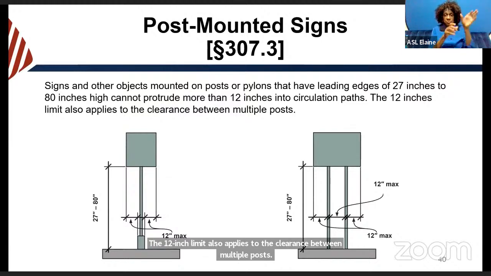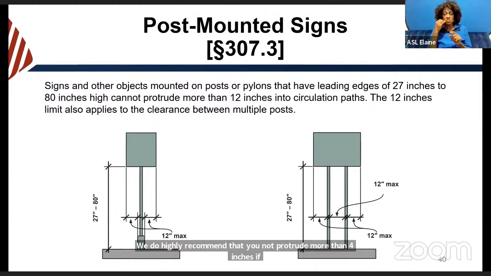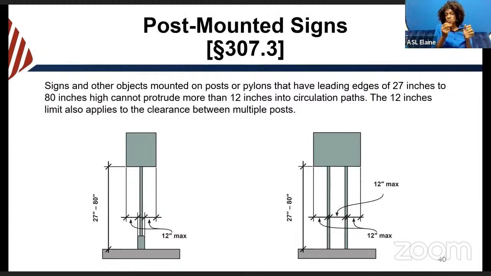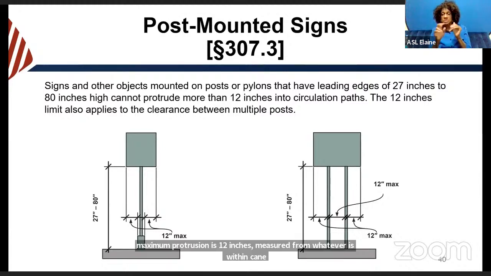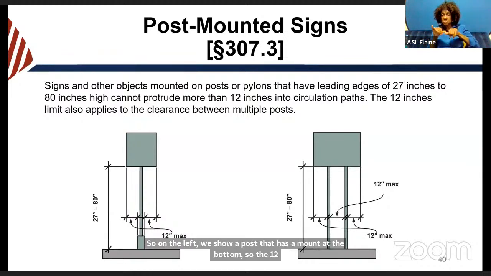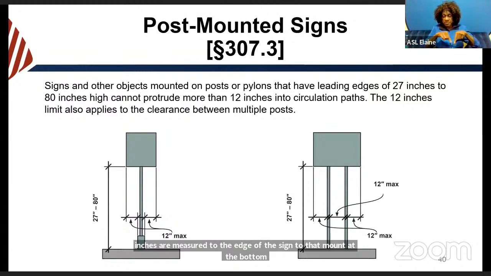We do highly recommend that you not protrude more than 4 inches if possible, but if you are going to protrude more than 4 inches, the maximum protrusion is 12 inches, measured from whatever is within cane detection below 27 inches. So on the left, we show a post that has a mount at the bottom. And so the 12 inches are measured to the edge of the sign to that mount at the bottom because that is what is detectable by a cane.